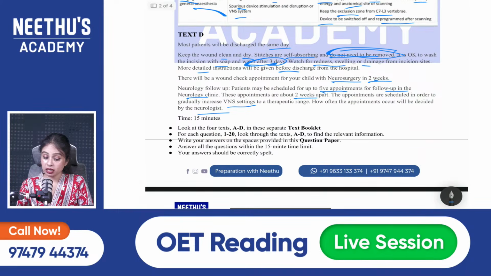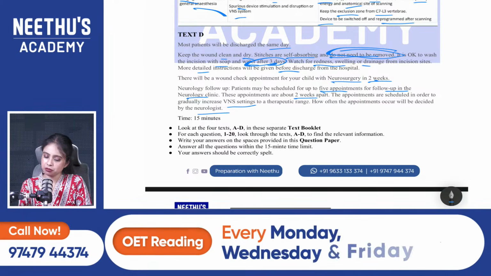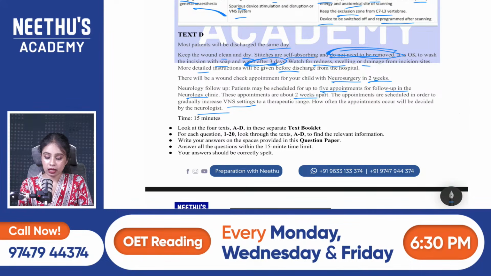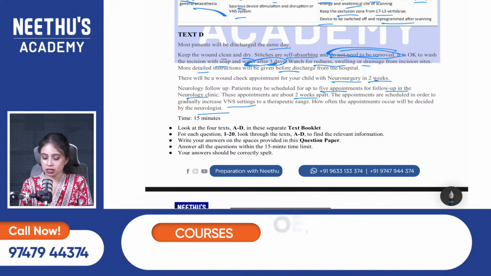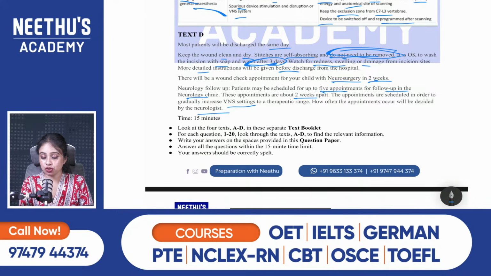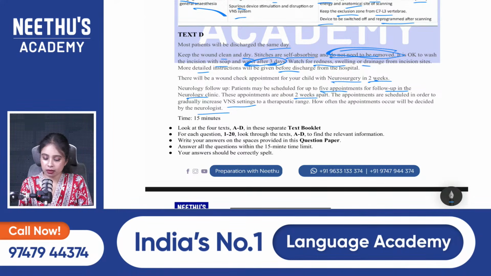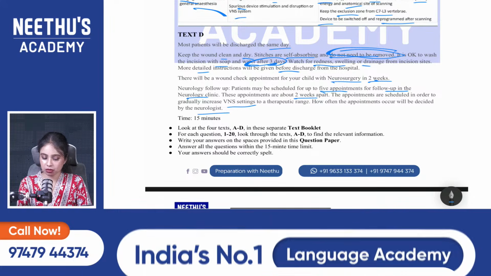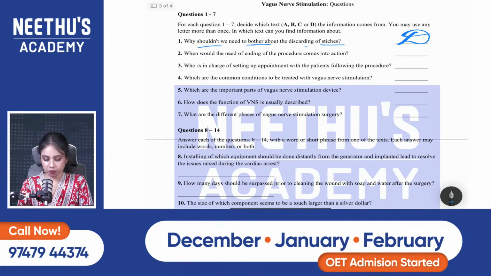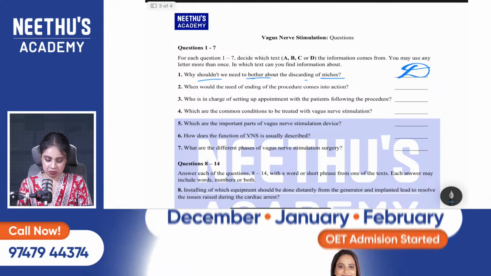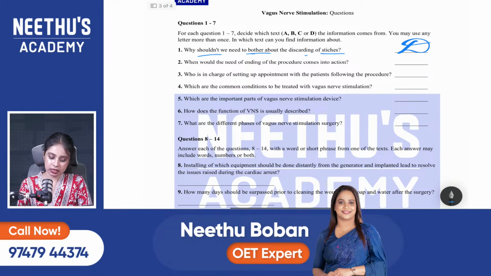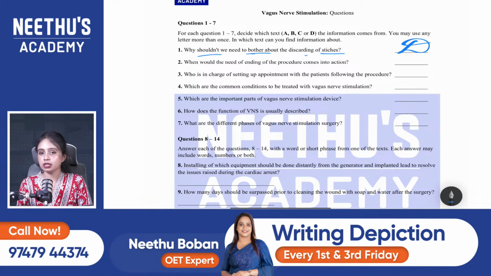In text D, very directly they've mentioned in the second para: keep the wound clean and dry. Stitches are self-absorbing and do not need to be removed. It's very clearly mentioned there. So, answer is D. Good evening, dear. Yes, LV, answer is D. Yes, Anu, Atira, it's from D.